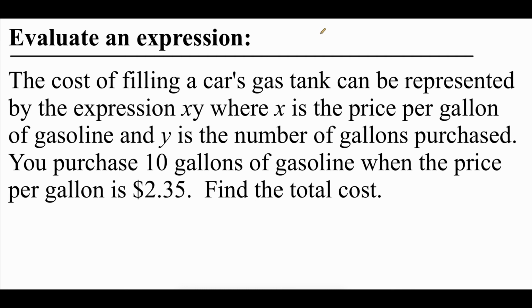Now we're going to wrap things up with a word problem here. So it says the cost of filling a car's gas tank can be represented by the expression xy. Now remember, if there's no operation written between them, that means multiplication. So xy really means x times y. Now x is going to represent the price per gallon of gas, and y is going to represent the number of gallons that we're buying. So let's say you purchase 10 gallons of gas and the price is $2.35 per gallon. We want to find the total cost.